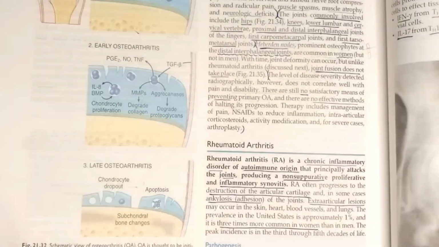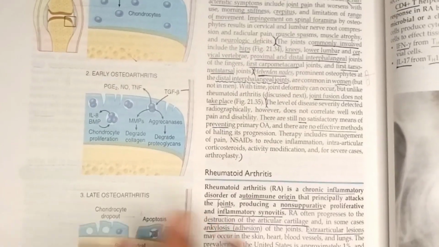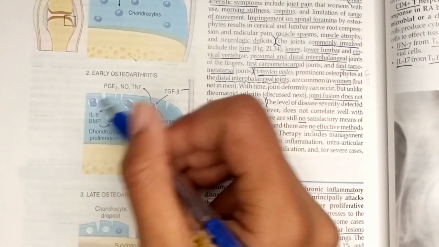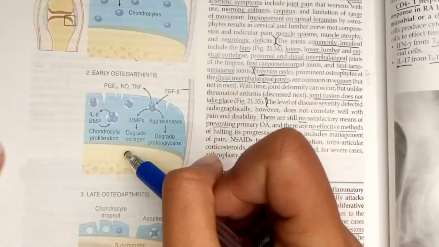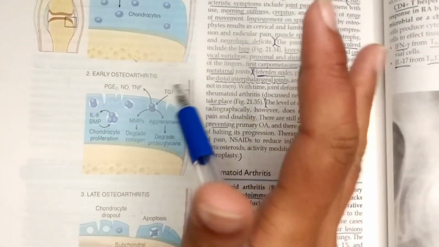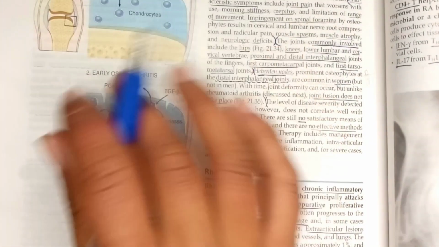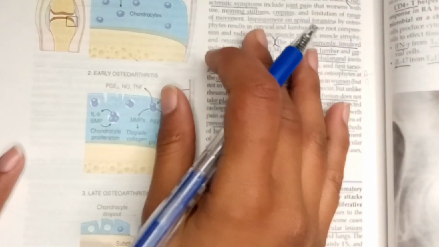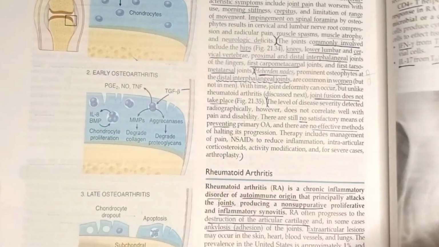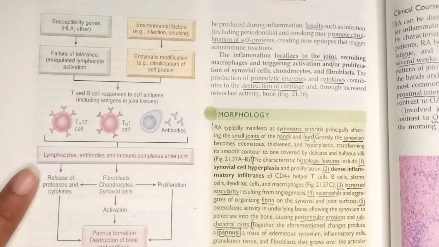Now the joint mice. Joint mice are formed when degraded or dislodged pieces of cartilage and subchondral bone tumble into the joint, forming loose bodies, and these are referred to as joint mice. Okay, now let's discuss the difference between osteoarthritis and rheumatoid arthritis with the help of a figure.